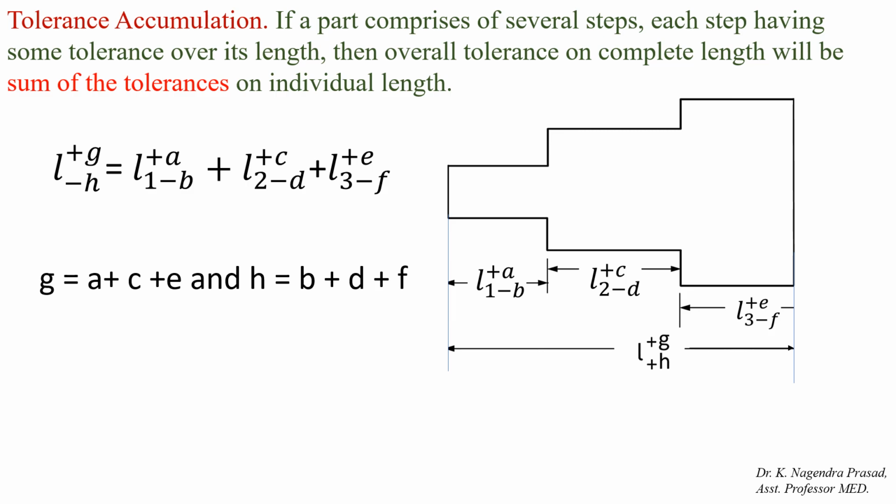Let the first step length be L1 and its tolerance be L1 plus A minus B. The second step length is L2 and its tolerance is L2 plus C minus D. The third step length is L3 and its tolerance is L3 plus E minus F. Let's consider the overall length of the component is L and its tolerances are plus G and minus H. Now G equals A plus C plus E, and H equals B plus D plus F.